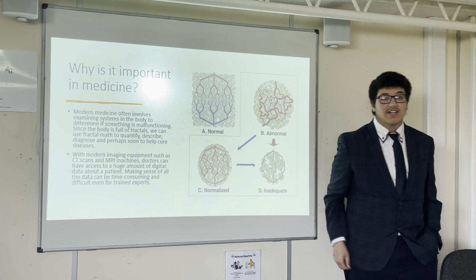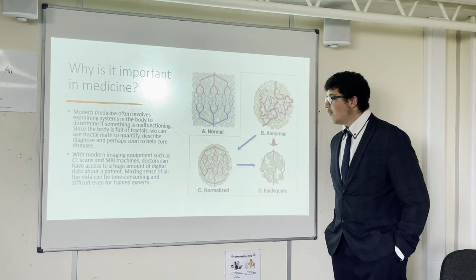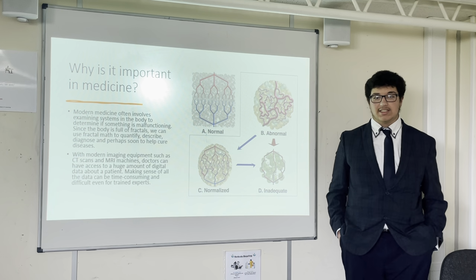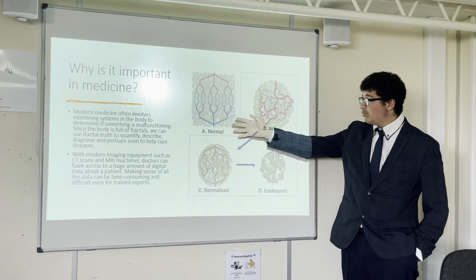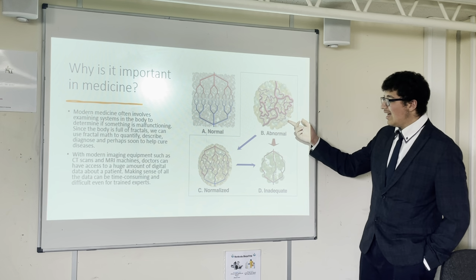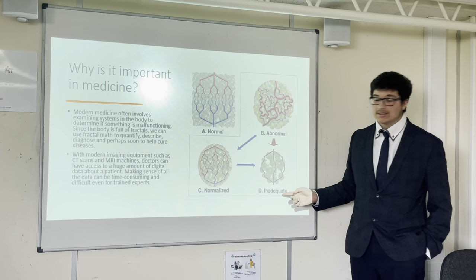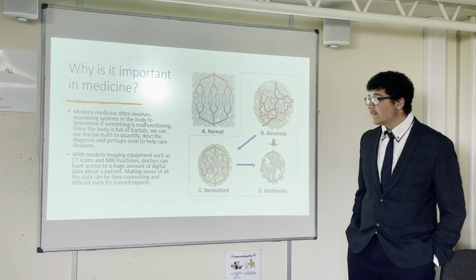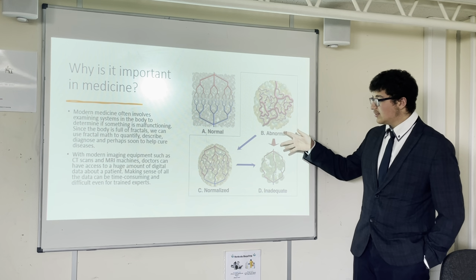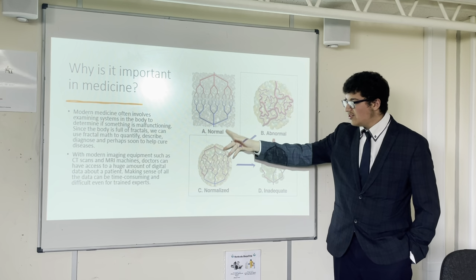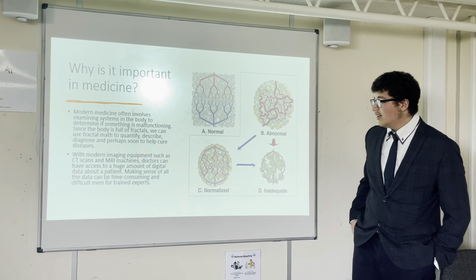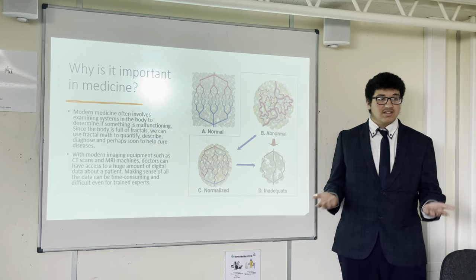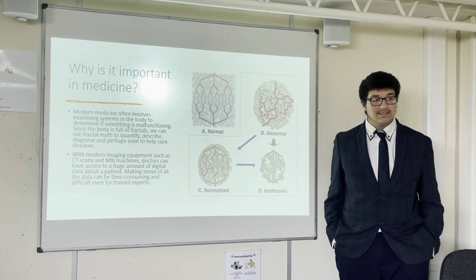So, I'm sure you guys have asked, why is it important to medicine? Well, modern medicine involves examining systems in the body to determine if something is malfunctioning. So here you have blood vessels. This would be the normal, this is abnormal, normalized, inadequate. So these two, as you can tell, are quite bad. And fractal geometry tells us that this is quite bad, whereas these two are great and also good. So fractal math can quantify, describe and diagnose, which, as you can guess, will perhaps soon cure diseases.